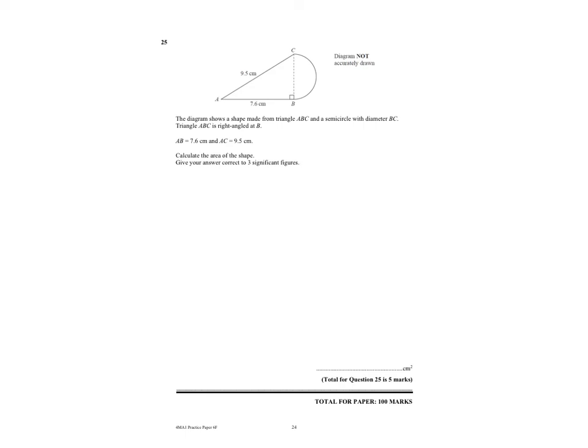Okay, so we have 2 shapes. We have a right angled triangle, which we know the area is base times height, and we have a semicircle, so we know the area is pi r squared, but because it's a semicircle, we need to divide it by 2. Now, I have my base, which is 7.6. I do not have a height yet, so I need to find that.